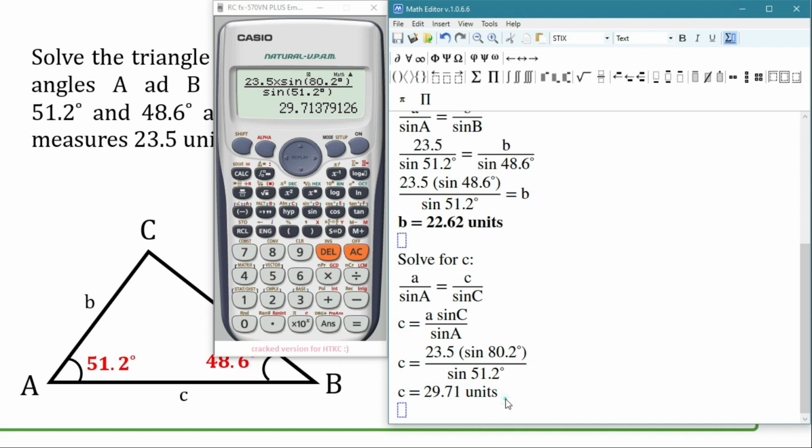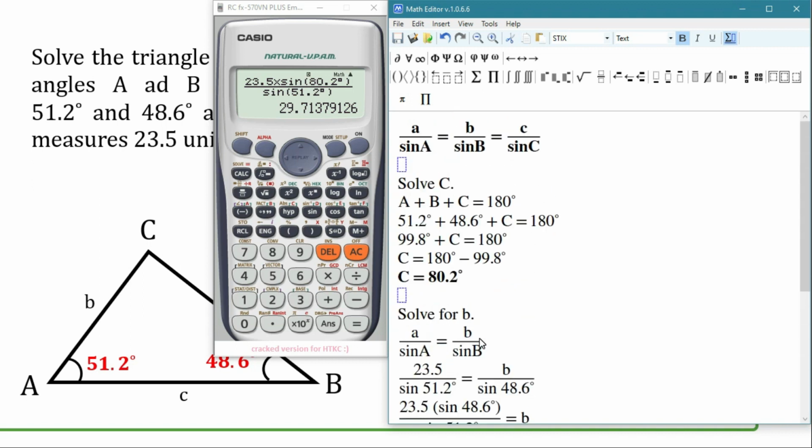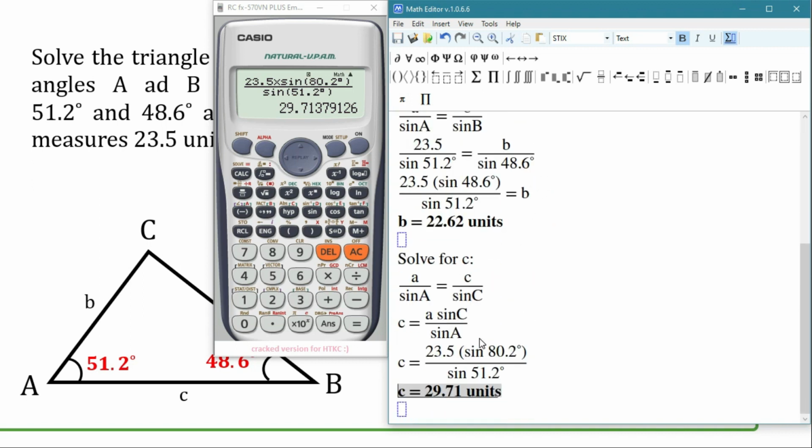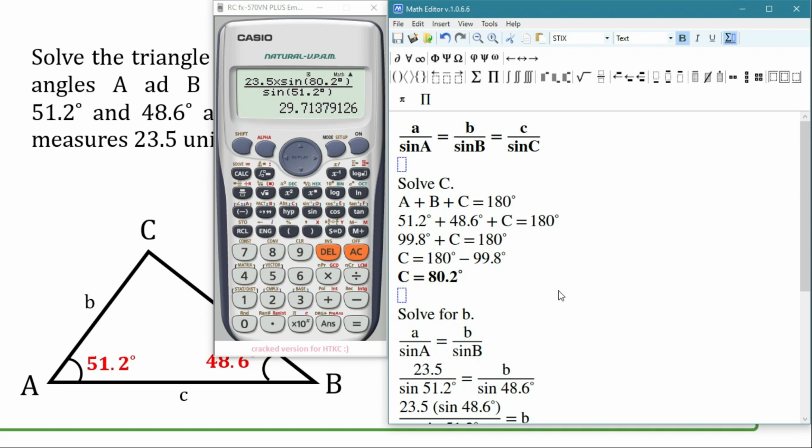That's it. So that's how we solve problems considering the law of sines. Alright, there you go. Next, let us proceed with another example.